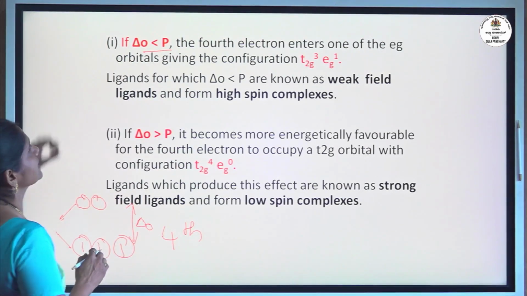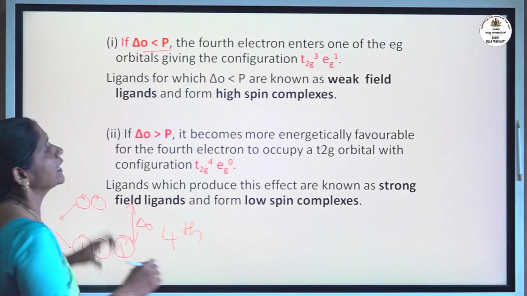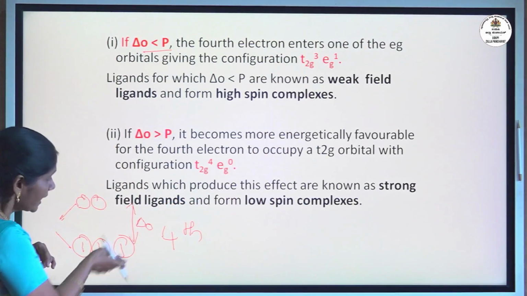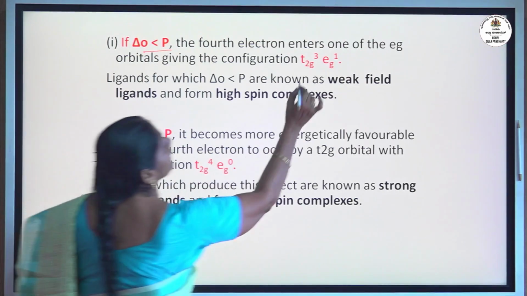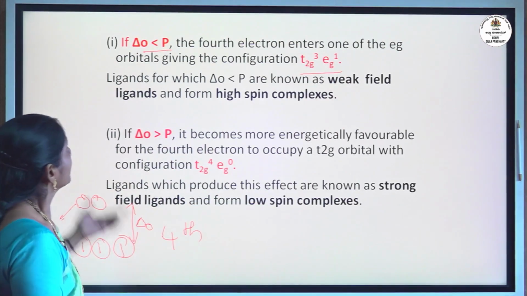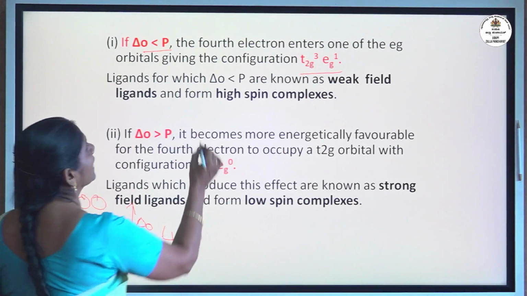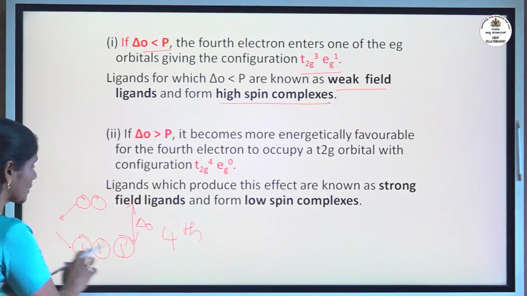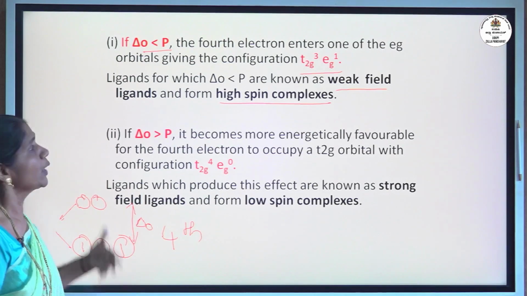In this case, if delta O is smaller than the pairing energy, the 4th electron will enter the upper level, and the configuration will be t2g3 eg1. Ligands which produce small splitting are weak field ligands and form high spin complexes, because the electrons enter into the upper level leaving the electrons unpaired, so high spin complexes.